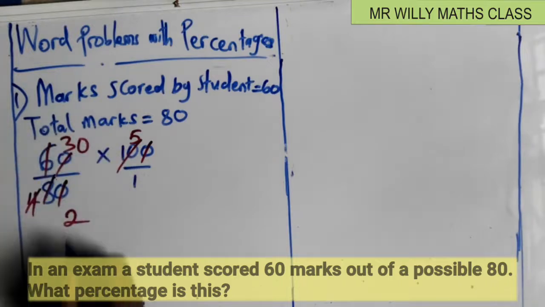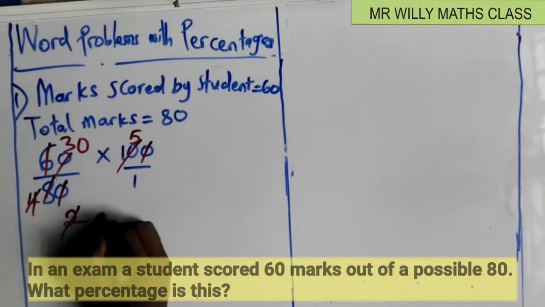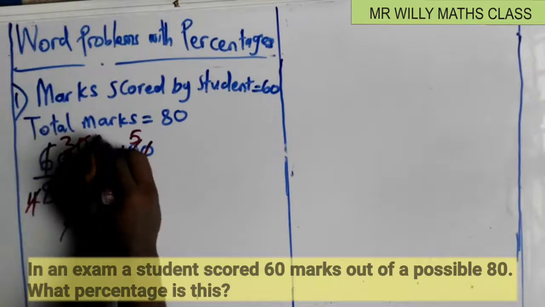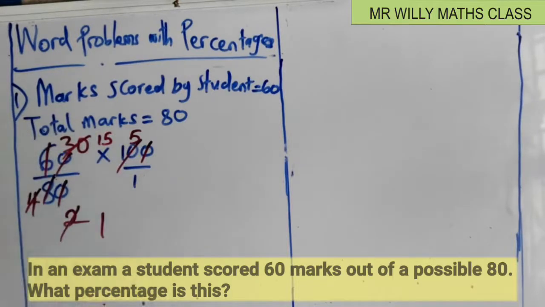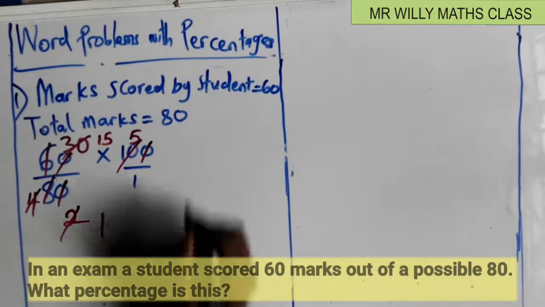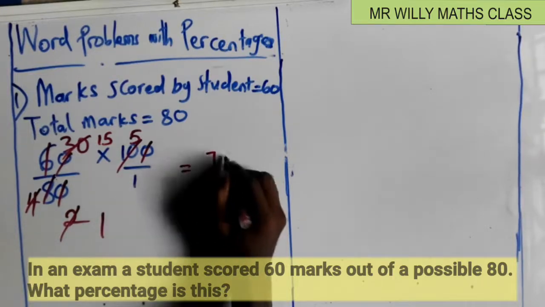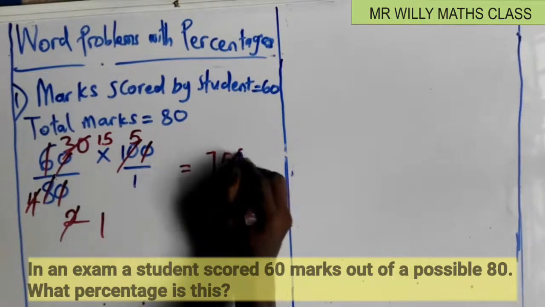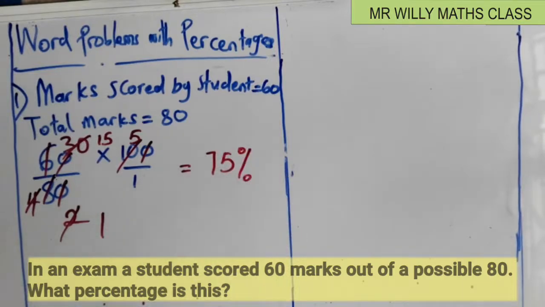Yes, of course. So you can still go 2 in 2, 1, and 2 in 30, that will be 15. Now we are left with what? We are left with 15 times 5. What is 15 times 5? That will be 75. So that will be 75%. So 60 out of 80 is 75%.